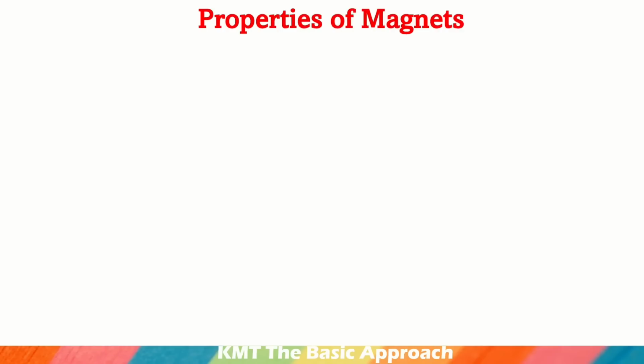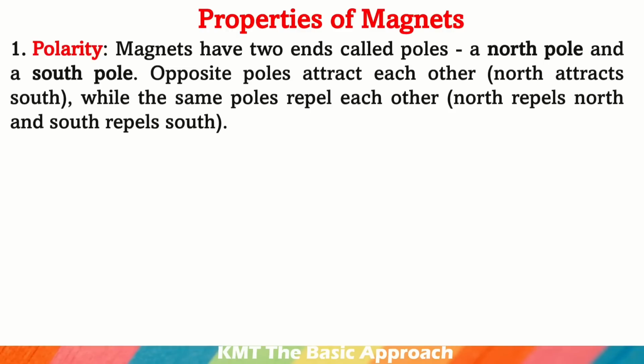Properties of magnets. Number 1. Polarity. Magnets have two ends called poles, a north pole and a south pole. Opposite poles attract each other. North attracts south, while the same poles repel each other. North repels north and south repels south.